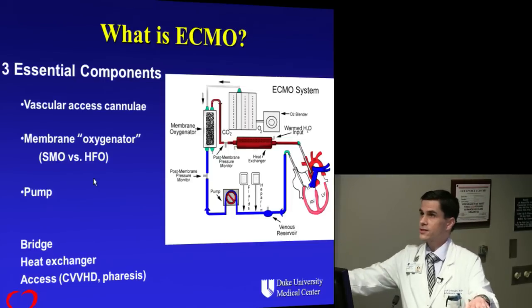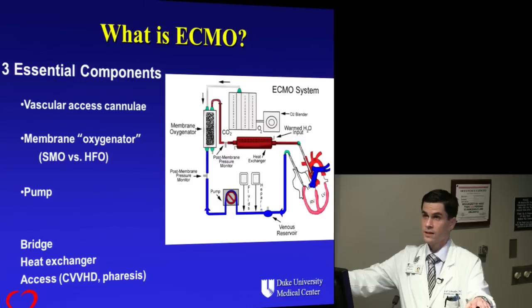ECMO essentially is a system that draws the blood out of the venous side of the system. There's gas exchange, both oxygenation and ventilation, and then it's delivered back, either to the venous side or to the arterial side. There are three essential components: vascular access cannulas, and we can cannulate people peripherally, generally percutaneously. We don't do a whole lot of cut downs here, although we have to cut down to remove the cannulas. Our cannulation strategy of choice usually is the right common femoral vein and the left common femoral artery. We also, as one case pointed out, use the axillary artery.